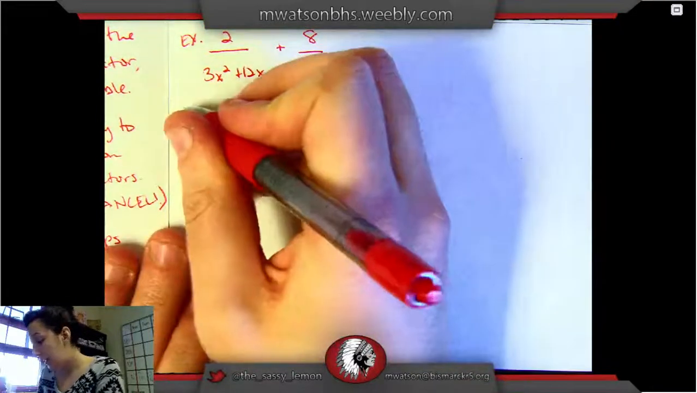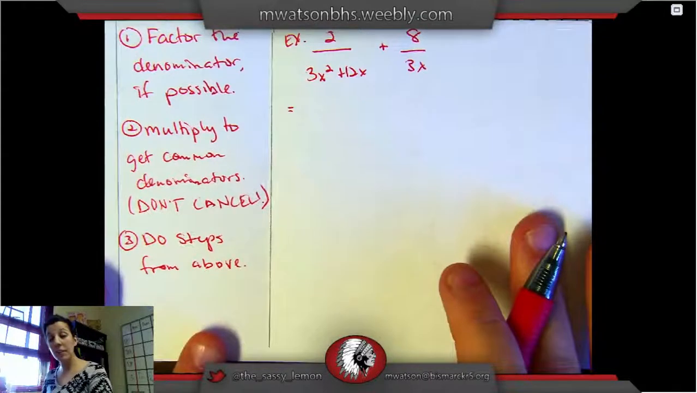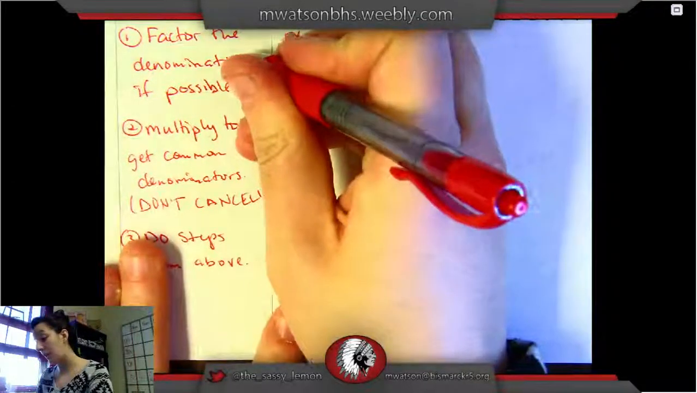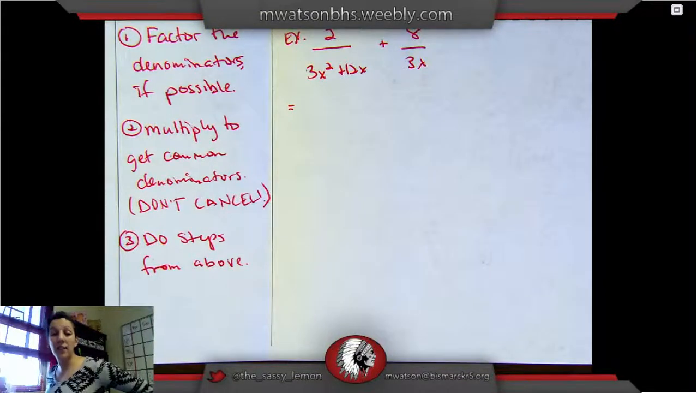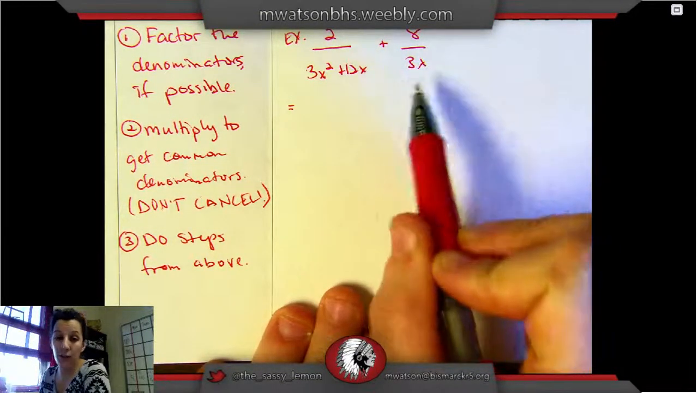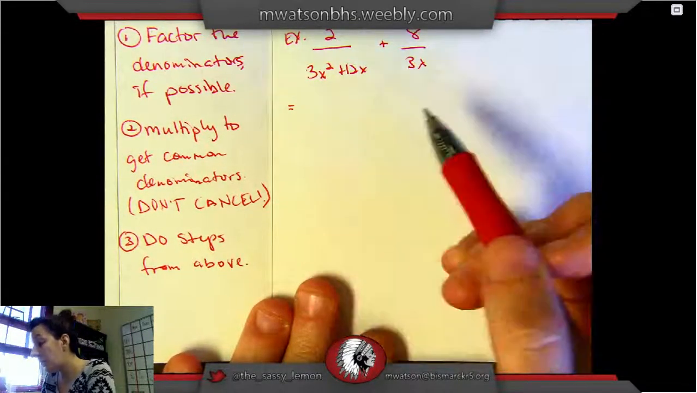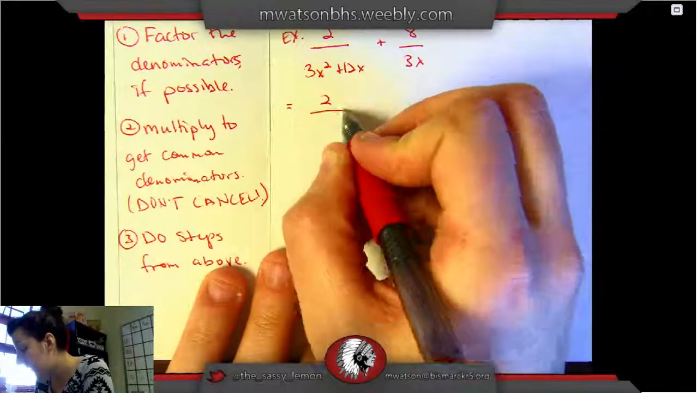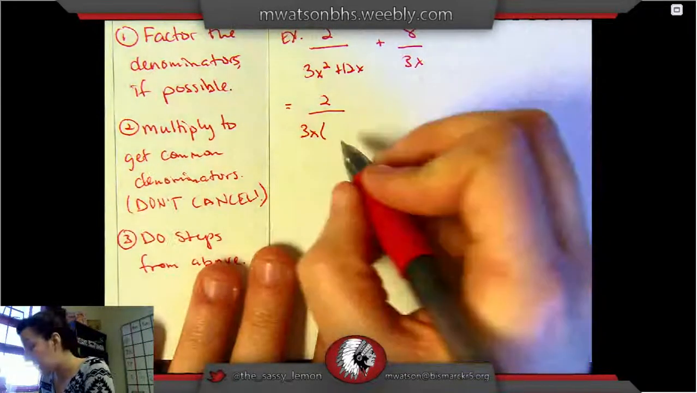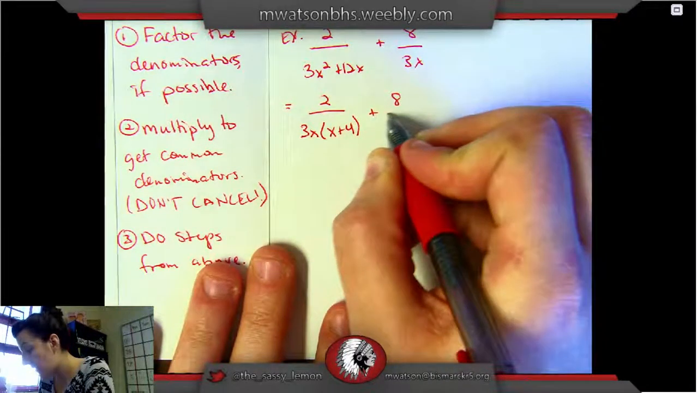So, let's go through our steps. The first step says factor the denominator, or I should put denominators, if possible. So if we look at these, this second one's a monomial, can't be factored. But this first denominator has two terms, and it looks like they have some things in common. So I'm going to factor out a GCF of 3x, and x plus 4 is left behind. And the second fraction just stays the same.